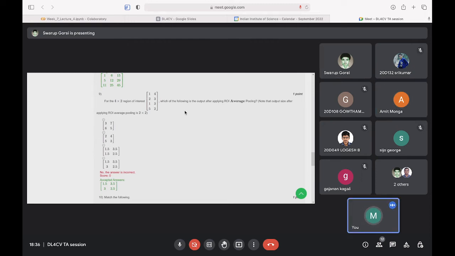So what is ROI average pooling? It is used in object detectors, region of interest average pooling. So what is ROI pooling? Someone explain it to me. Let me see. Anyone?